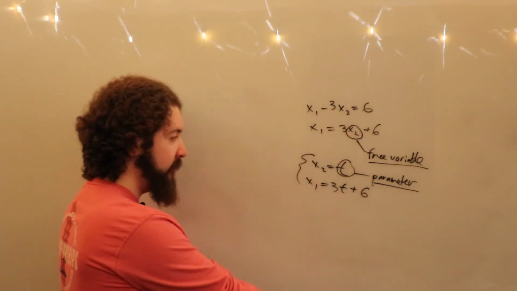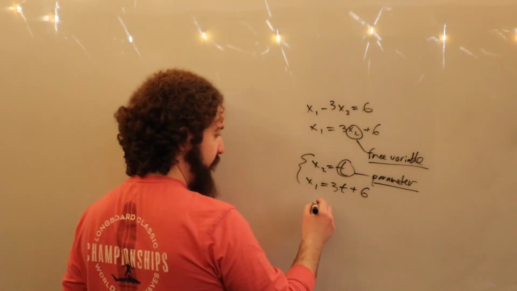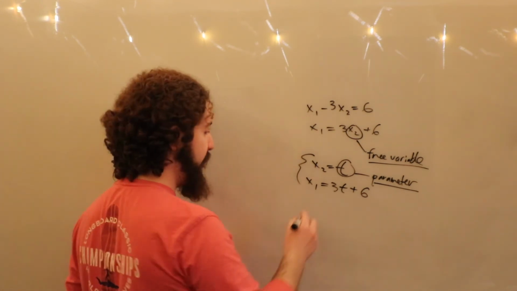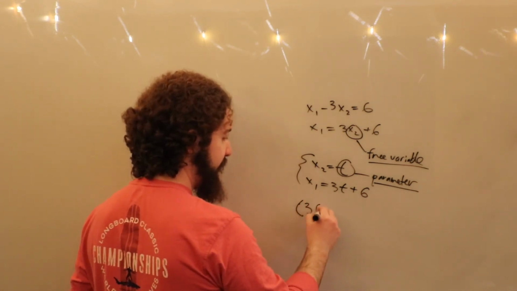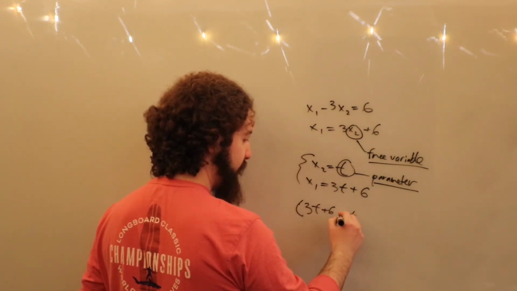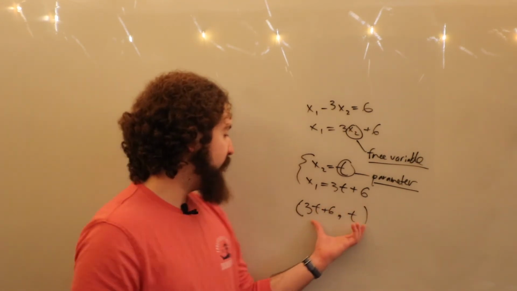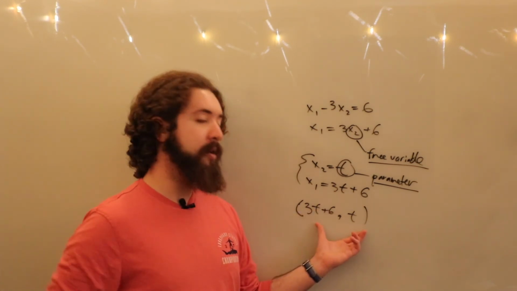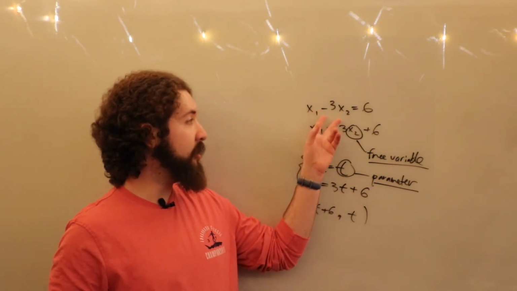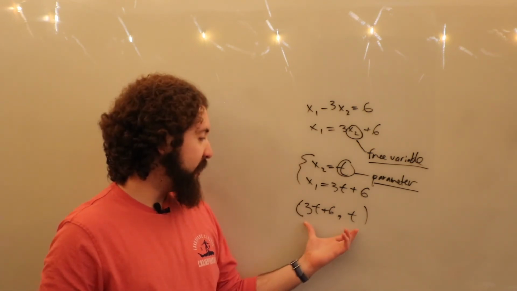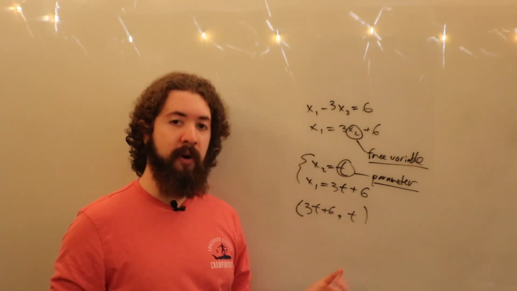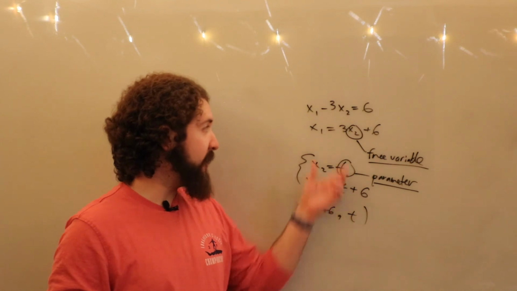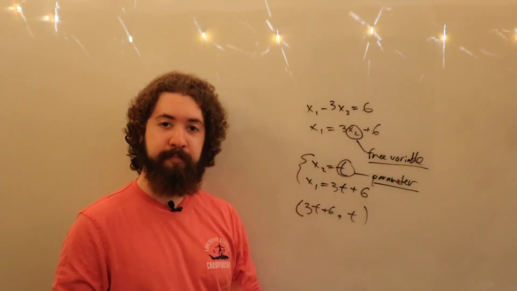So now we have a solution set. In fact, we can write it as coordinate pairs as (3t plus 6, t). And for every value of t, this will give you a coordinate pair which satisfies our linear equation. In fact, this is a parametric form, if you will, of the line that this equation represents in the plane.